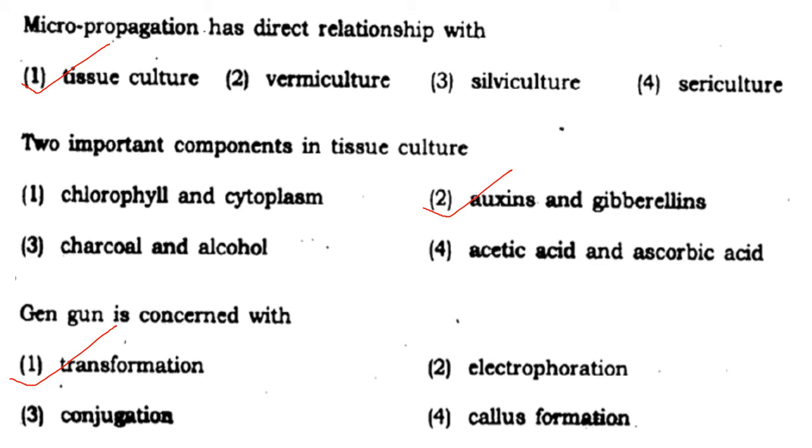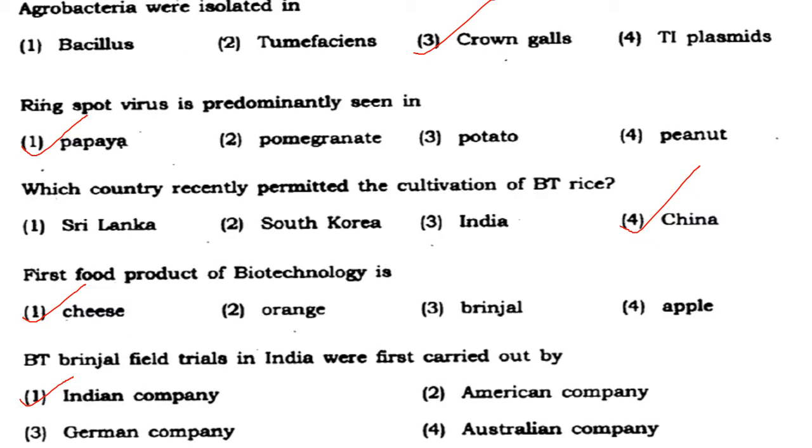Option 2. Next one, gene gun is concerned with option 1 transformation, 2 electroporation, 3 conjugation, 4 callus formation. Answer is option 1, transformation. Next one. Agrobacteria were isolated in option 1 bacillus, 2 tumefaciens, 3 crown galls, 4 TI plasmids. Answer is crown galls. Option 3.